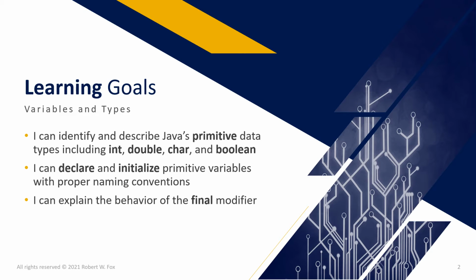We've got three learning goals today. First is that you can identify and describe Java's primitive data types. The second is that you can declare and initialize primitive variables with proper naming conventions. And finally, we need to be able to explain the behavior of the final modifier.